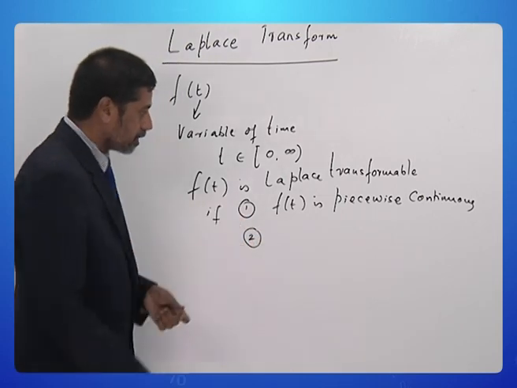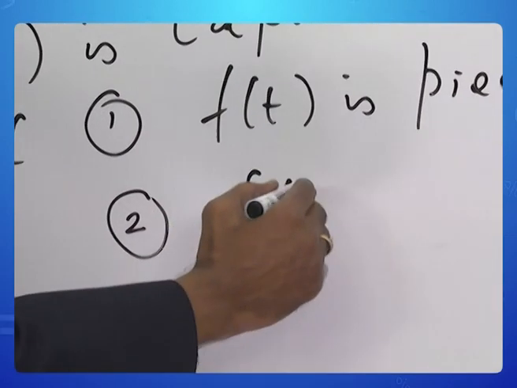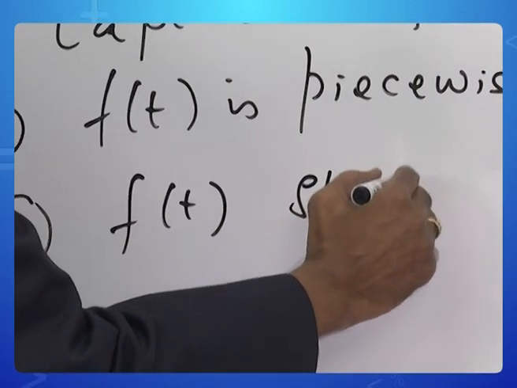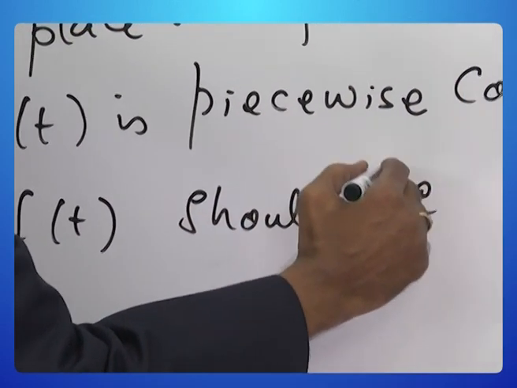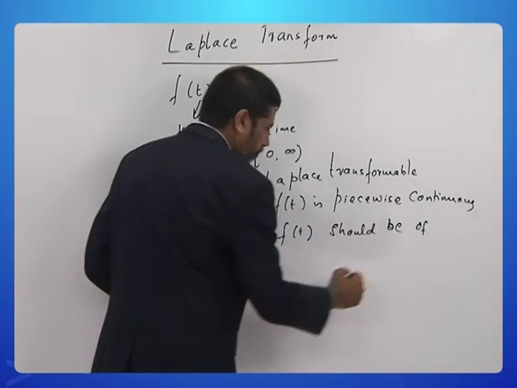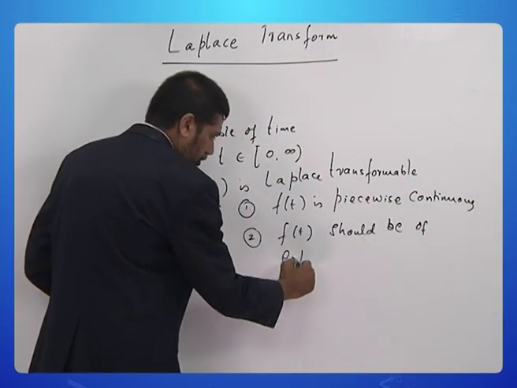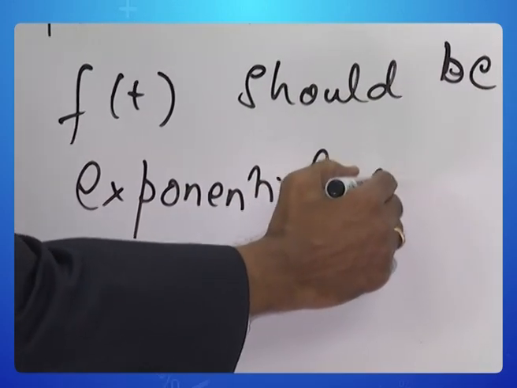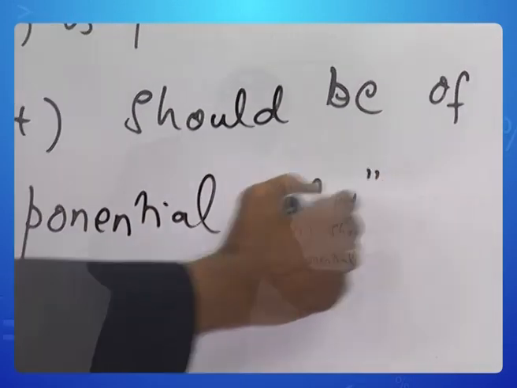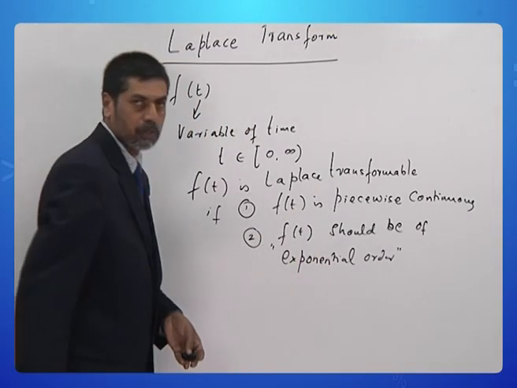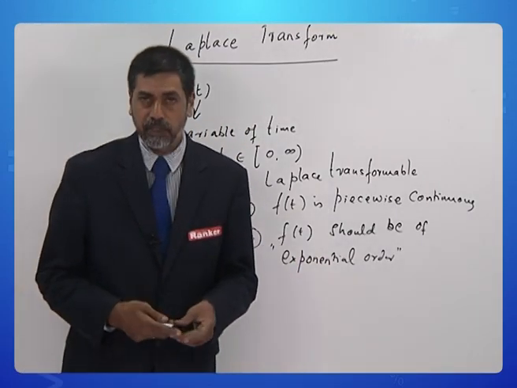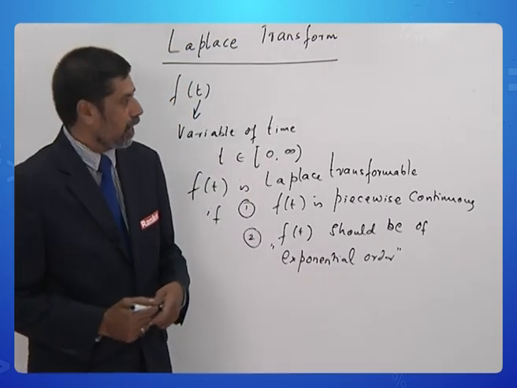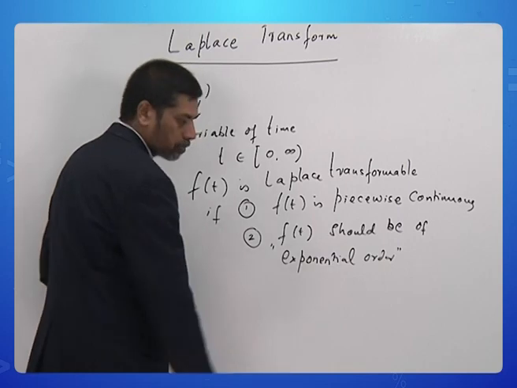And the second important condition is f of t should be of exponential order. Now one must understand the meaning of an exponential order function. I will write the definition of an exponential order function here.